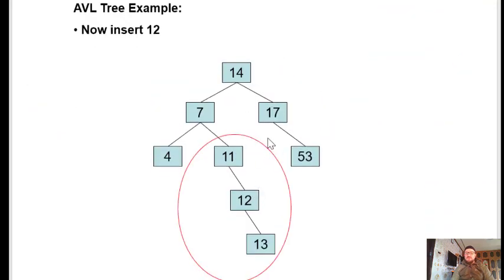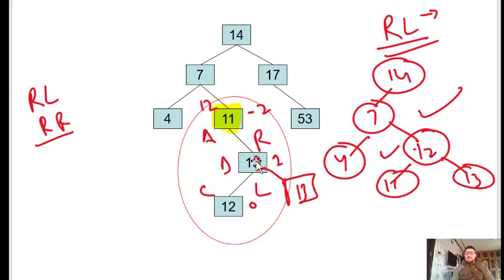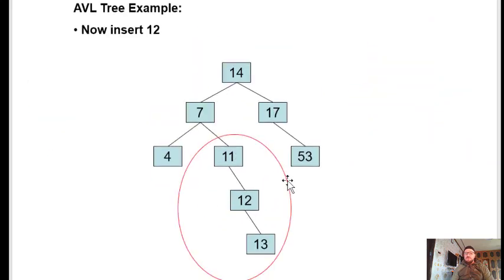You first convert this, let me erase it first to make you understand. So this is my A and 13 is my B, right? So either you first make it from RL into RR, that is, this is right, get this also to the right. So how do you do that? You get 12 up and 13 down. So you get 12 up and 13 down. So it is now RR.